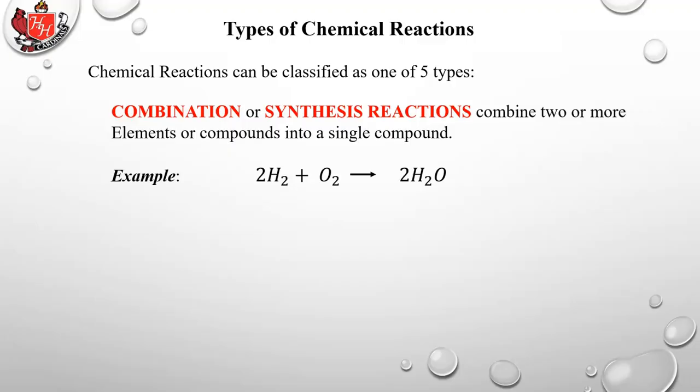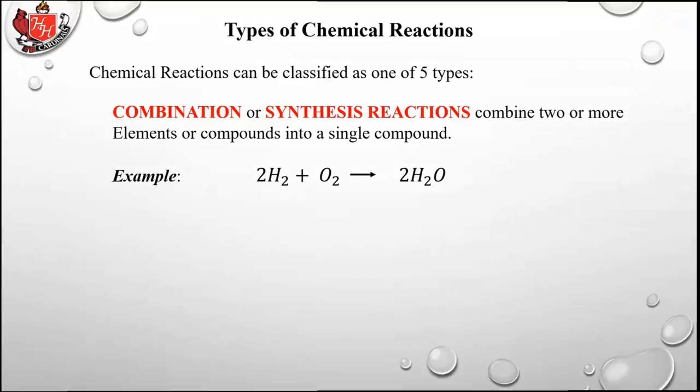Combination or synthesis reactions combine 2 or more elements or compounds into a single compound. So this is how you would create water out of 2 hydrogen molecules plus 1 oxygen molecule, and you would get 2 water molecules. You notice that if you count the number of atoms of hydrogen, it's 2 molecules of 2 hydrogen atoms, that's 4 hydrogen, and over on the right side in the water you have 4 hydrogen. Oxygen, you have 2 on the left, and you have 2 on the right.